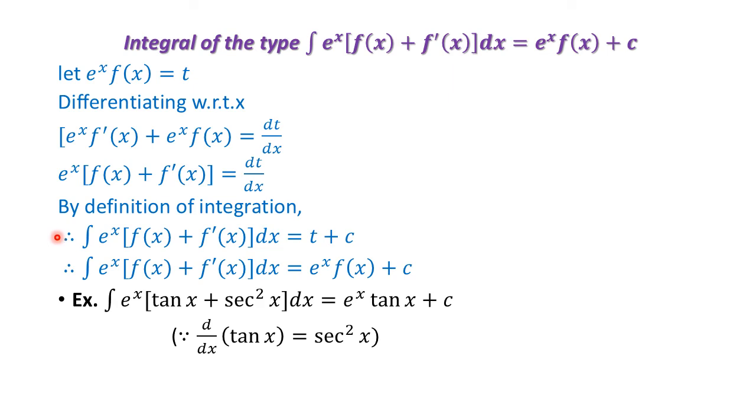So here, integration of e raised to x into (f of x plus f dash of x) dx, and due to integration these derivatives get cancelled and we have only t plus constant of integration c. But what is this t? We want to obtain all the terms in uniformness, that is, the variable should be x on both sides. So remove this t, and what is it? e raised to x into f of x. Therefore, our result gets proved.